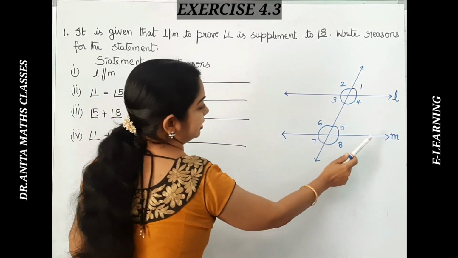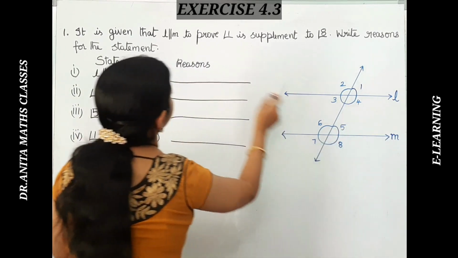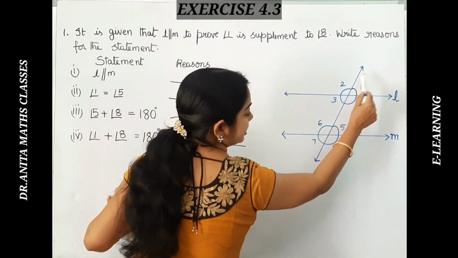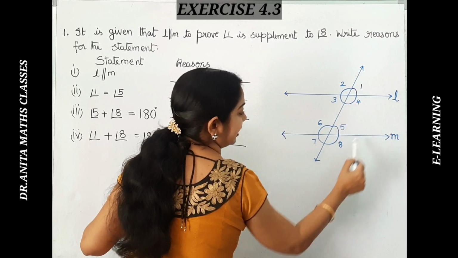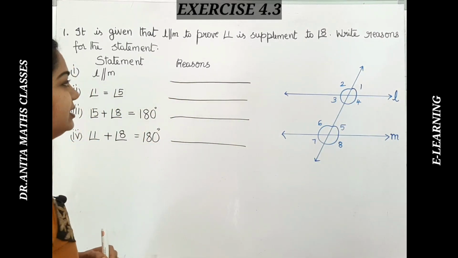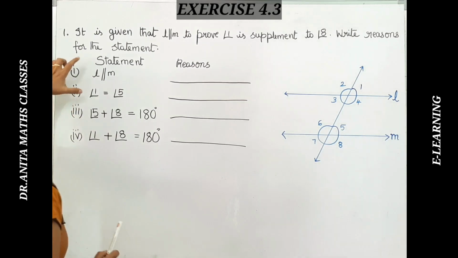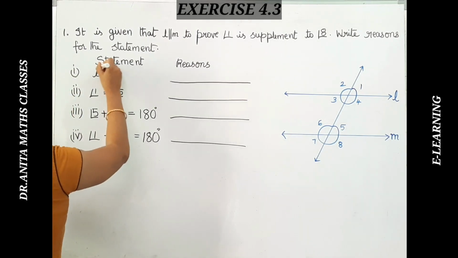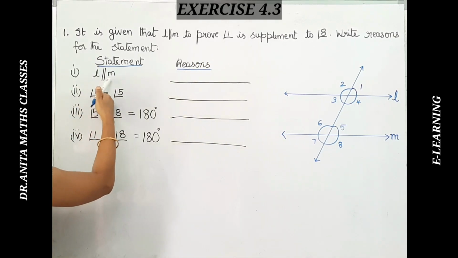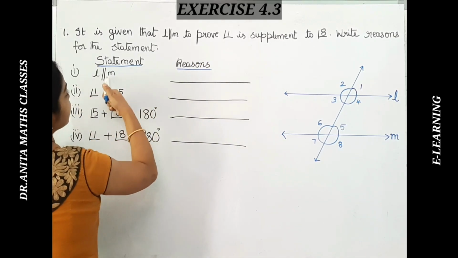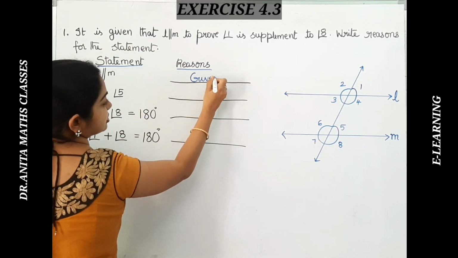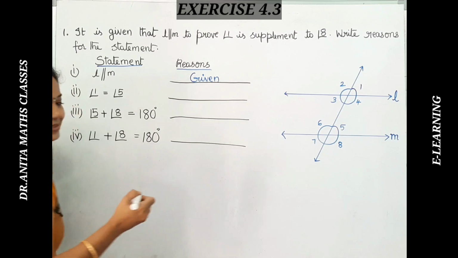Seeing the diagram, L is parallel to M, that is given here, and angle 1 is supplementary to angle 8. That means when you sum up 1 and 8, we need to get 180 degrees. So here in the statements, we have to write the reasons. L is parallel to M. The reason is, it is given in the problem, isn't it? So that is the given information. So we'll write the reason as given.